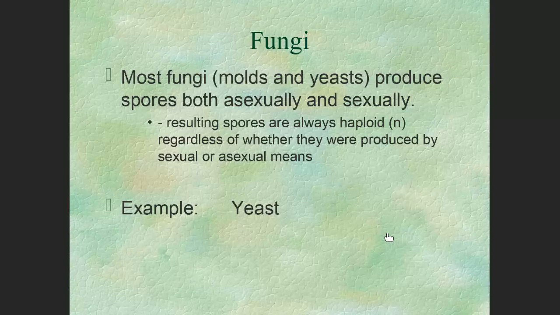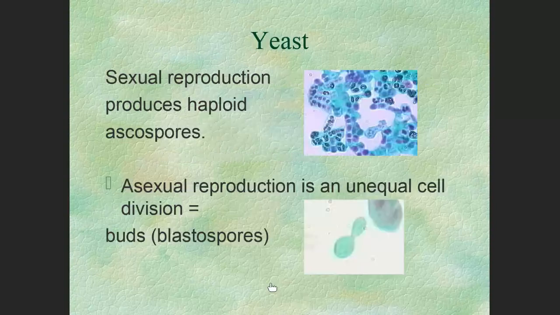So again, the main point about reproduction and the formation of spores is that they are always haploid. Now, when it comes to yeast, we already said that yeasts can simply divide in two. It's an unequal cell division, but they divide in two. And so it's an asexual reproduction. And as the division is occurring, because it's not an equal division, the new cell that's forming is smaller than the original parent cell. And so we call that new cell a bud.